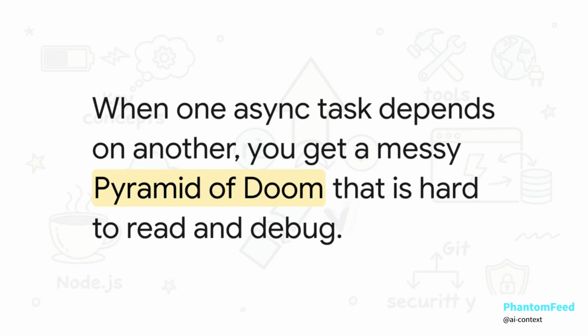But just imagine, you need to get a user, then use their ID to get their posts, and then use those posts to get comments. You'd end up with this awful, nested mess of functions. We call it the pyramid of doom. And let me tell you, it's a total nightmare to read, let alone fix when something breaks.